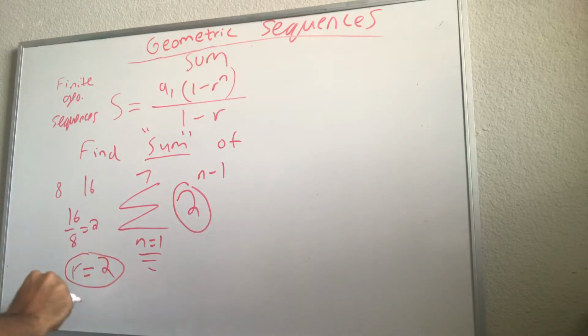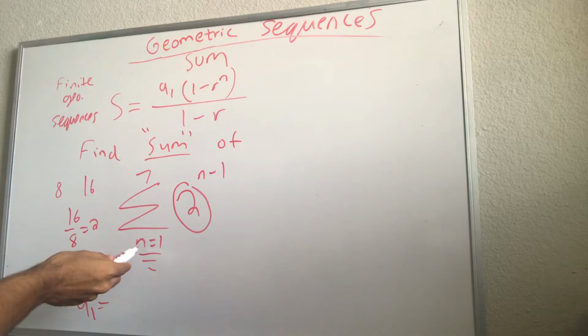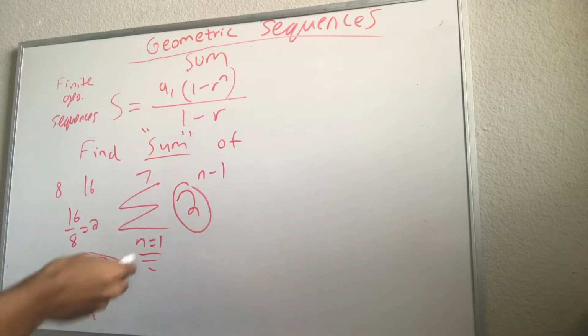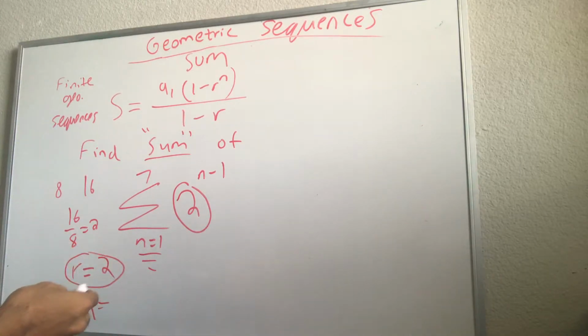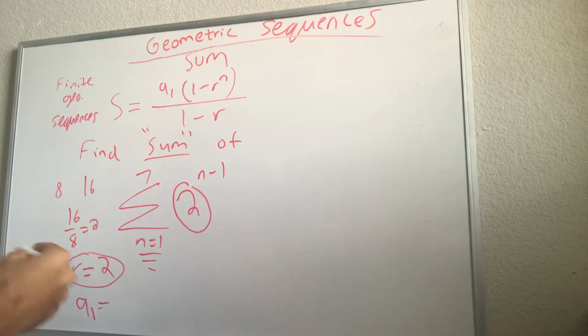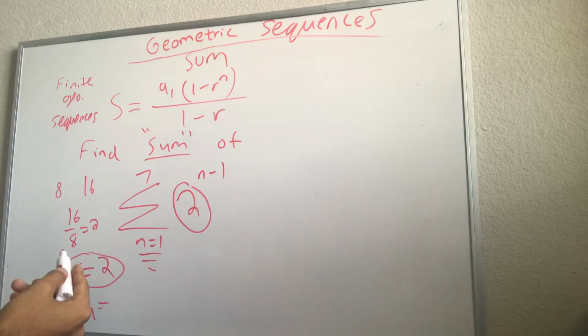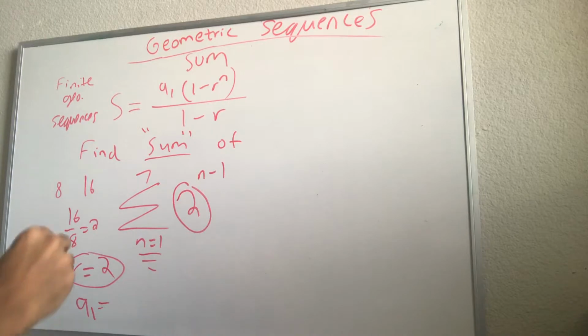Now to find a1, we want to know what the first term is, and we know that n is equal to 1 is where it starts. This could have been n is equal to 0, then we would have to put 0 in, but obviously n is starting from 1, therefore we're plugging in 1 here. So 1 minus 1 is 0, and 2 to the power of 0, anything to the power of 0, is 1. So we know that our first term here is 1.